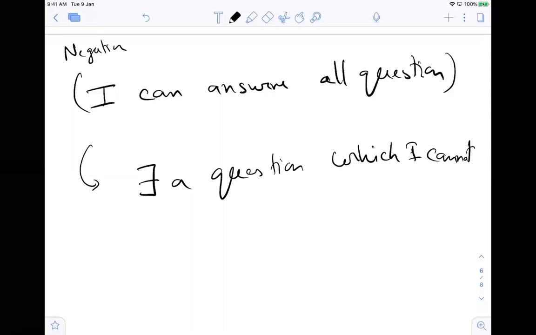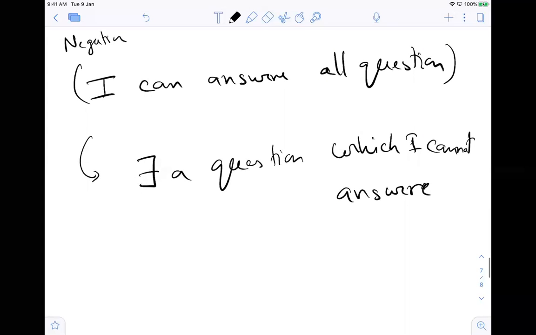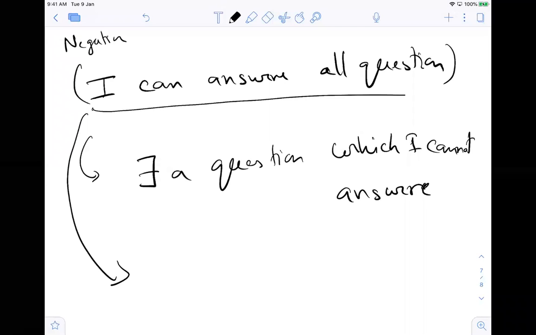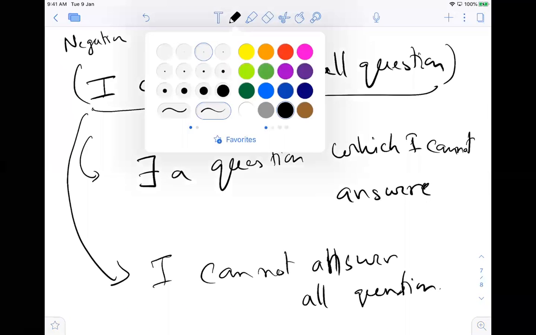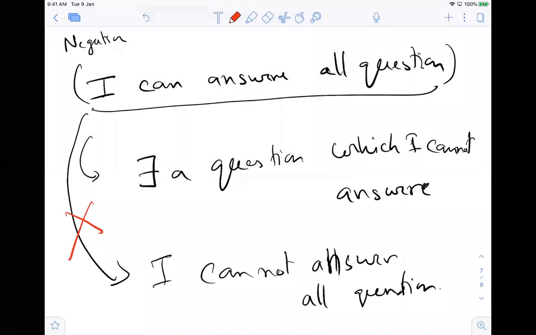Okay, this seems very simple. But when there are lots of complicated nested statements, it can be very complicated. Note that you should never make a mistake like this: the statement is that I can answer all questions, and the negation is claimed to be that I cannot answer all questions. I should say it again and again: this one is wrong. You should remember this very well.